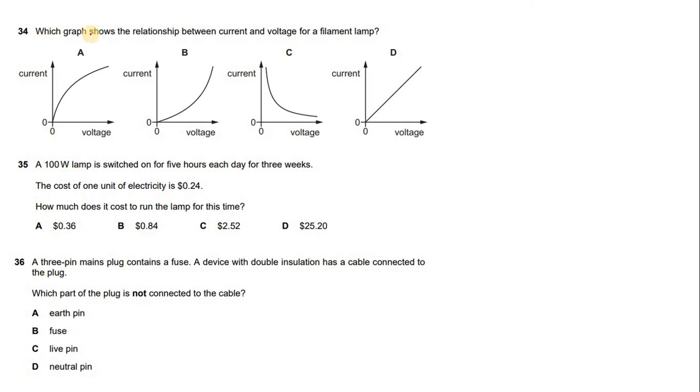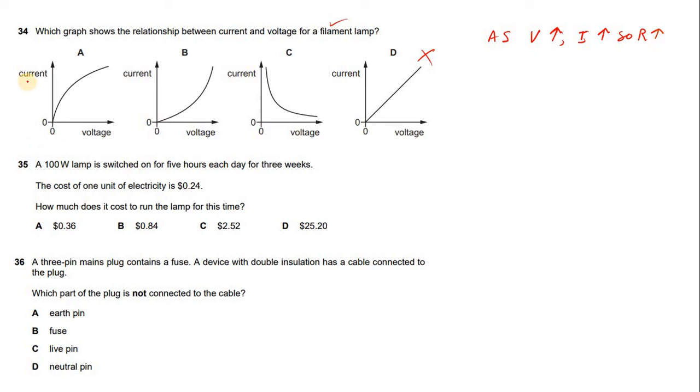34. Which graph shows the relationship between current and the voltage for a filament lamp? So we are given current and voltage graphs. We need to find the filament lamp. Remember, for a filament lamp, we cannot have a straight line. The reason is the resistance of the filament lamp increases with increase of the voltage or increase of the current. So as V increases, current increases, so resistance also increases.